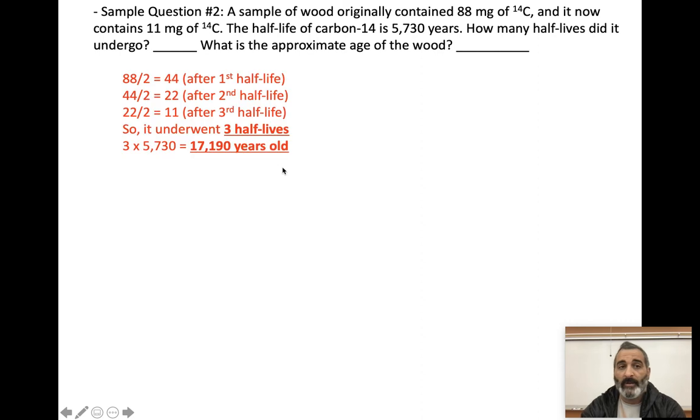So let's do it. Start with 88. One half-life gets you to 44. 44 divided by 2 gets you to 22 after a second half-life. 22 divided by 2 gets me to 11 milligrams after a third half-life. So to get from 88 to 11, we halved it 3 times. 3 half-lives passed. That's the first answer. And if each half-life is 5,730 years, 3 times 5,730 gives you 17,190 years as the age of the wood.